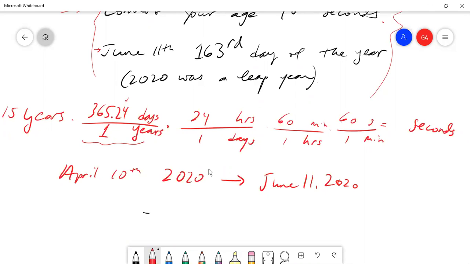And not only that, if you really want to know the right answer, you have to count the number of hours that we're into June 11th. So right now we're 10 hours and 32 minutes in, and maybe even the number of seconds we're into this day. So you see how sophisticated this problem can be.